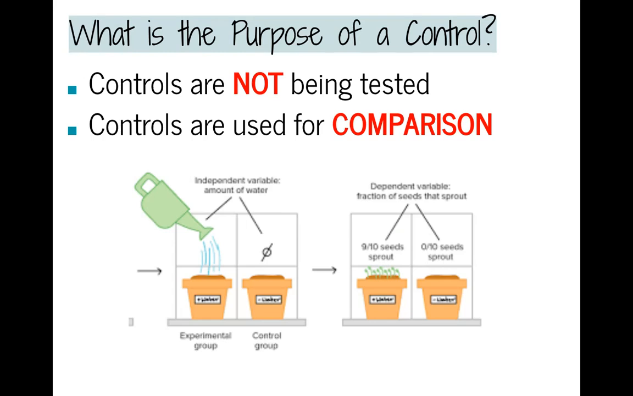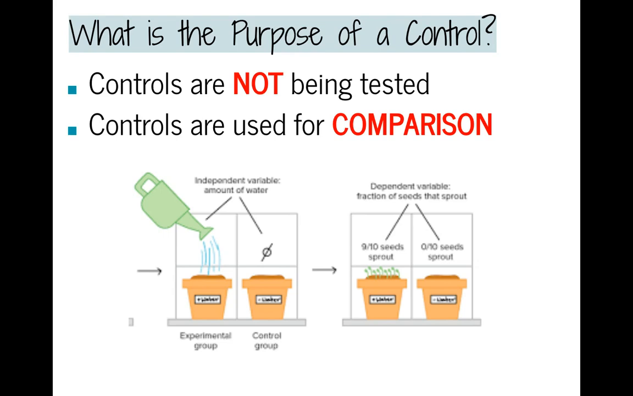What is the purpose of a control? Well, controls are not being tested. They're used for a comparison. So we use them as a comparison group to see if the thing that we change in the experiment has an overall effect.